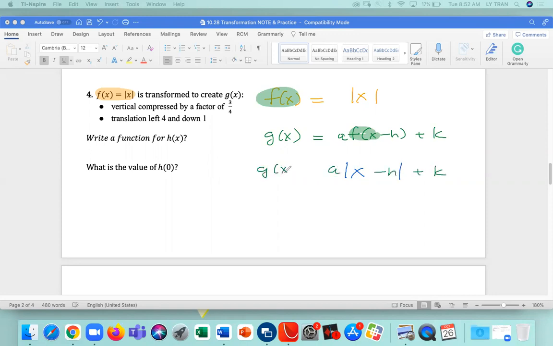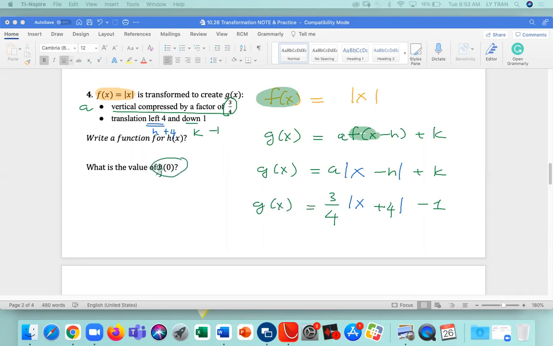This is my g of x. They have vertical compression by a factor of 3/4. As you can see, 3/4 is smaller than 1. That is a. I put 3/4 in the front. And then they have translation left. When I hear the word left, that's going to be h, and it's +4. So I put a +4 in here on h. And then I go down, that's going to be k, and it's going to be a -1. So I put a -1 on k. This is my g of x. And I'm pretty happy with that.